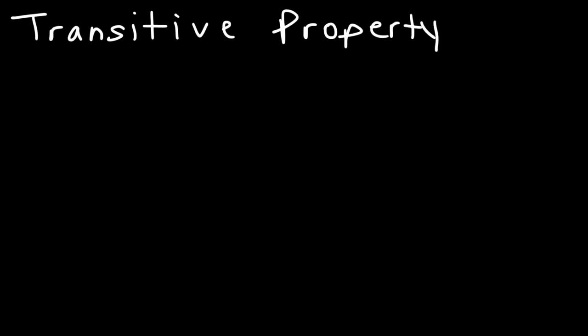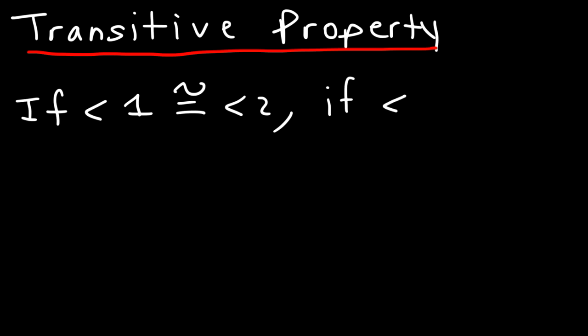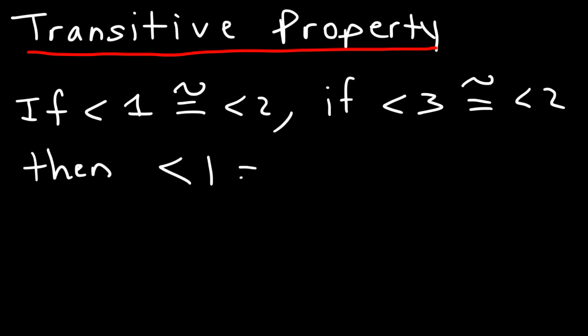The next geometric term that you need to be familiar with is something called the transitive property. So what is the transitive property? The definition is as follows. If two angles are congruent to the same angle, then they are congruent to each other. Okay, so what does that mean? Let's say if angle 1 is congruent to angle 2, and if angle 3 is congruent to angle 2, then we can come up with this conclusion. We could say that angle 1 is congruent to angle 3.